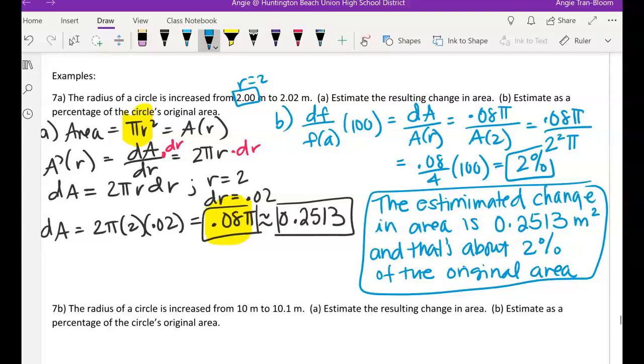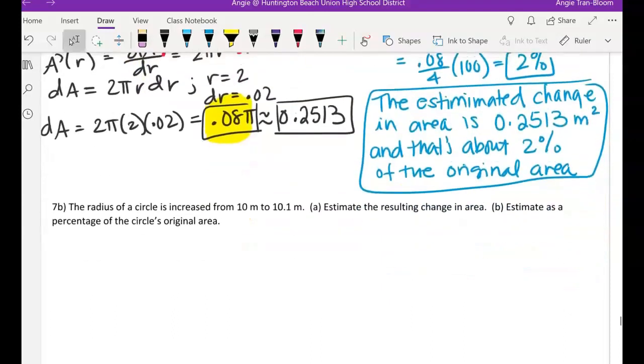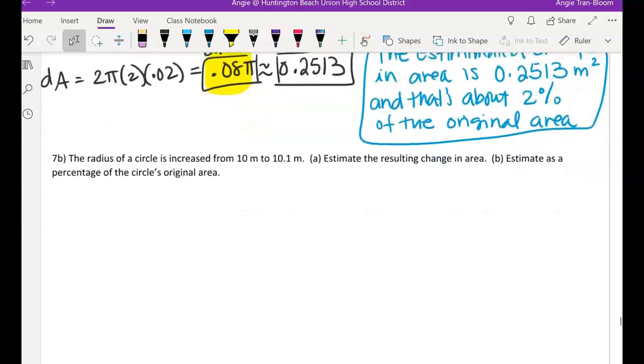Okay, let's do 7b. The radius of a circle is increased from 10 to 10.1 meters. Same thing, estimate the resulting change in area. If you went from 10 to an increase of 0.1 meter, what would be the area? And then tell me the percentage as well. Same thing, we're going to work out the same way.